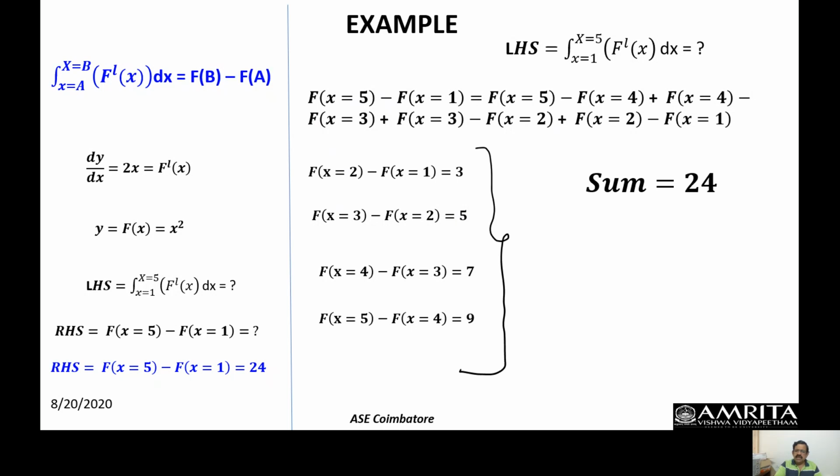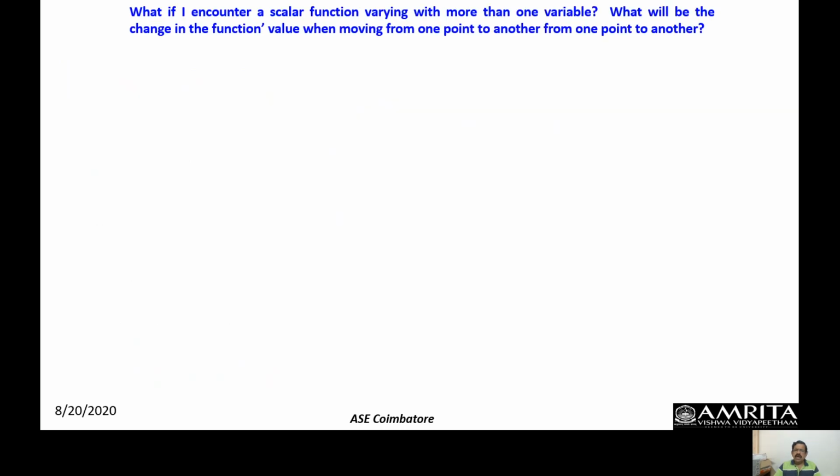What if the function varies as 3 variables, more than one variable? Then what am I going to do? How will I compute the change in value of the function when moving from one point to another? The answer to that, obviously, is the gradient, which we have already learned, and we are learning the theorem of gradients. So the answer must lie in determining the gradient of a scalar function and then applying it. And you remember gradient is a vector quantity. So how am I going to solve this puzzle?